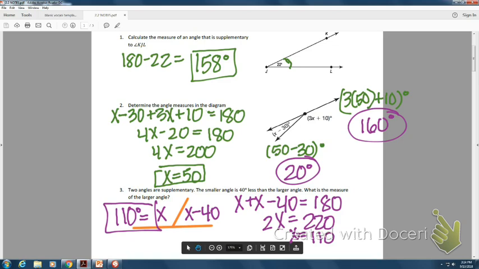So with that in mind, I want you to do the next page. It's about complementary angles. It's the same three styles of questioning, and then we will go over them. So do the complementary page.